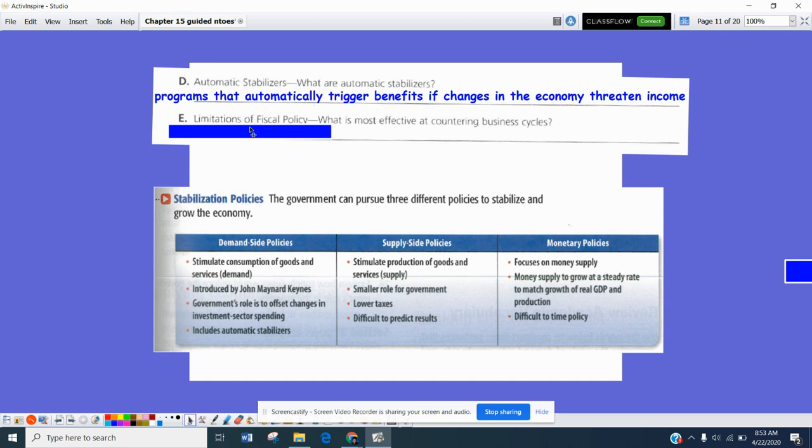Limitations of the fiscal policy. What is the most effective at countering the business cycles? A lot of people say these automatic stabilizers, whether you love them politically or not.